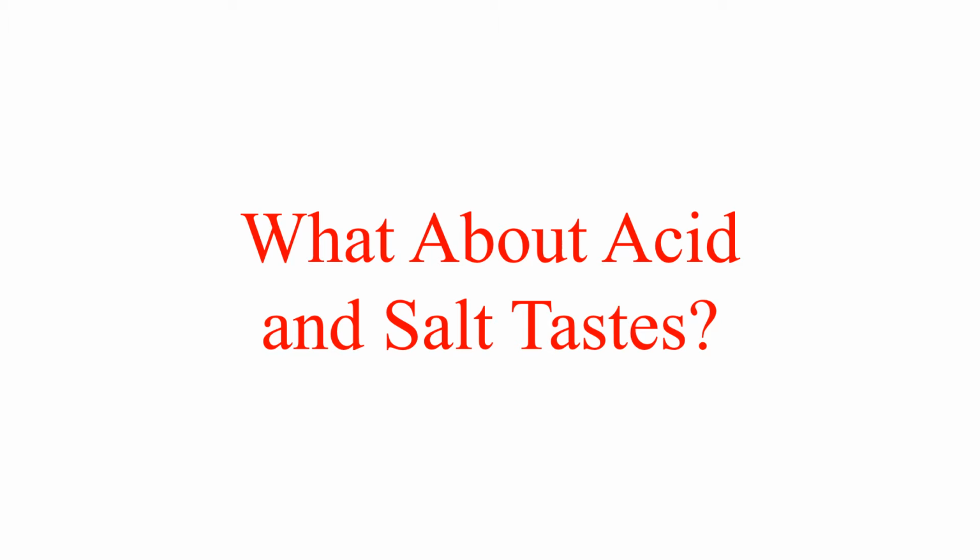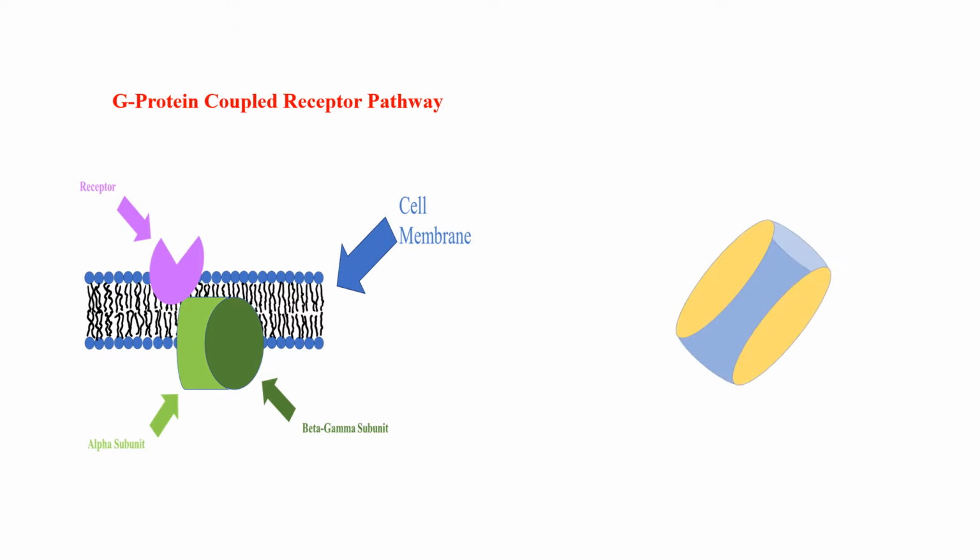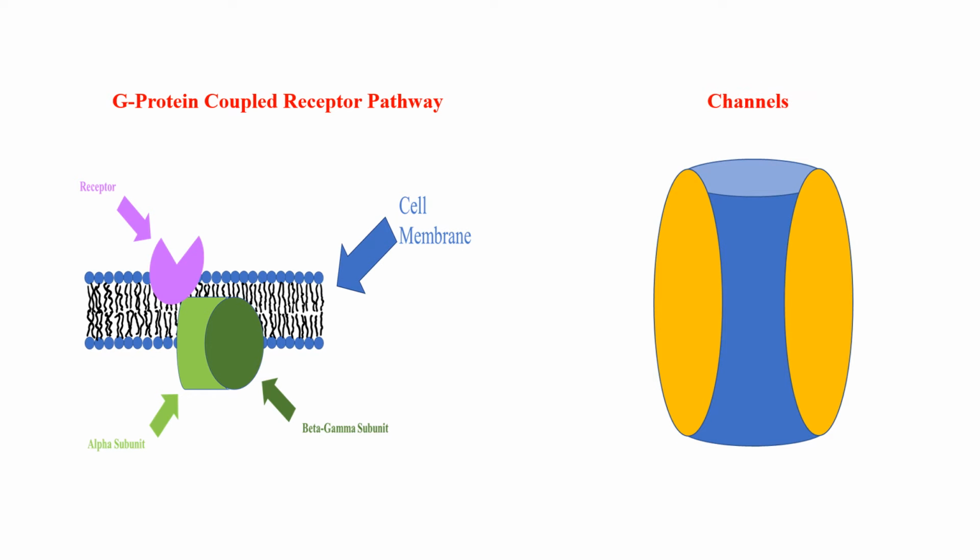But what about foods like chips and oranges that have acid and salt tastes? Instead of a G-protein coupled receptor pathway, acid and salty items are tasted by processes using sodium or proton-sensitive channels.